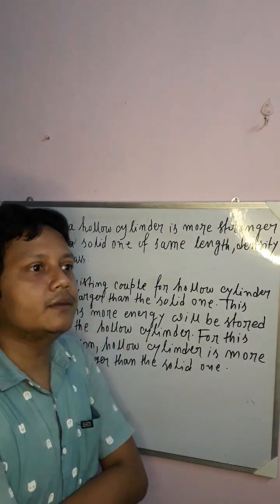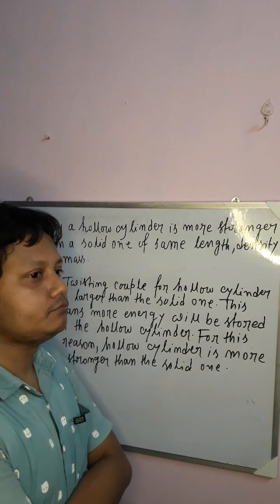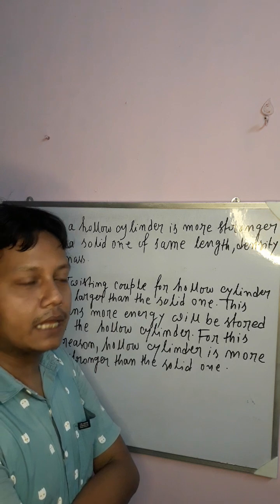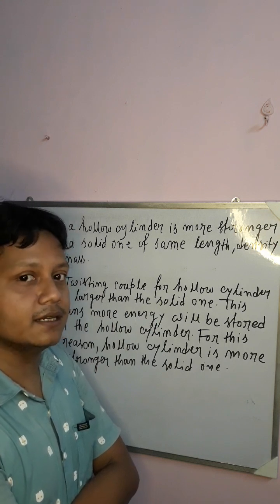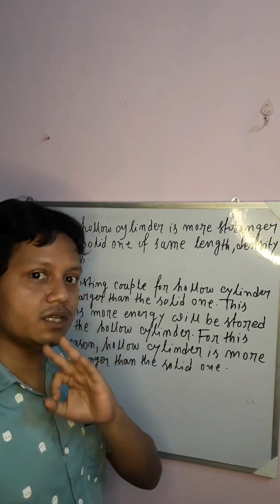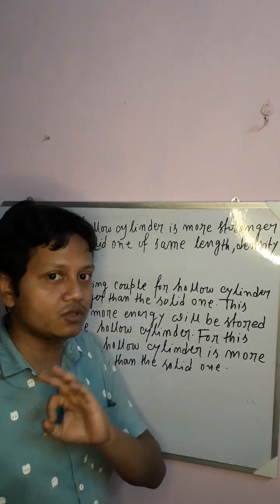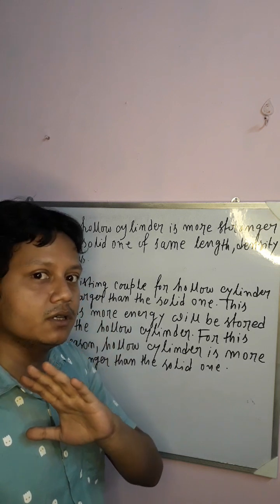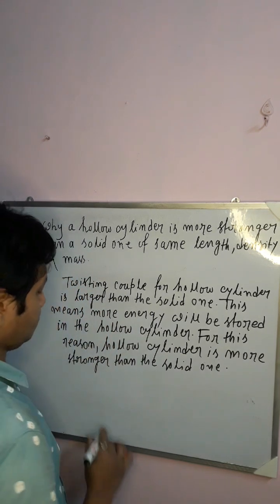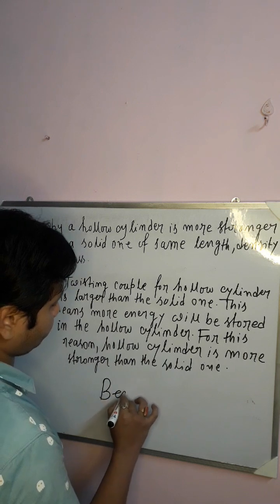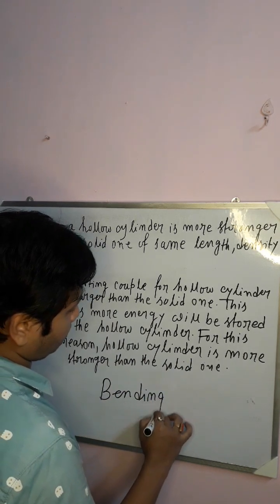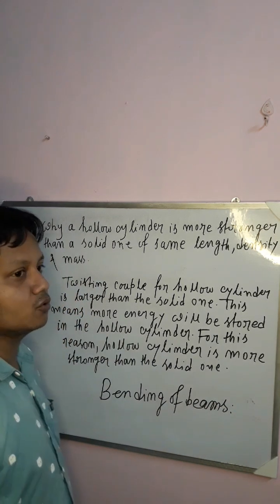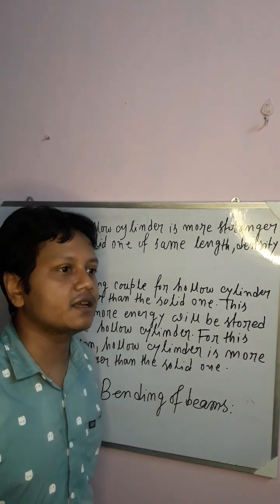Now in my next lecture I am going to discuss another issue, that is the bending of a beam, and thereafter I will discuss the light cantilever. The syllabus only includes the light cantilever, not the heavy one. So at first in my next lecture I am going to discuss the topic of bending of beams.